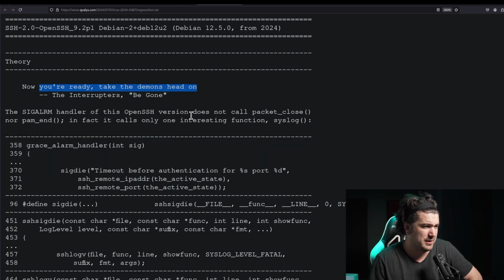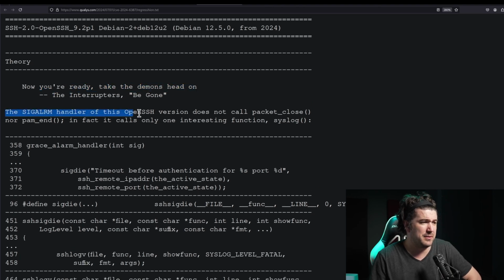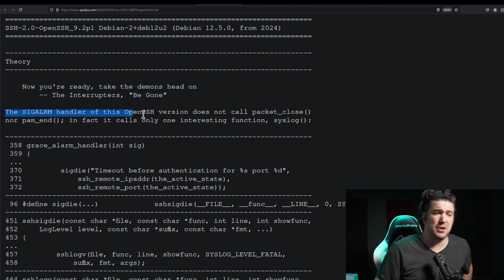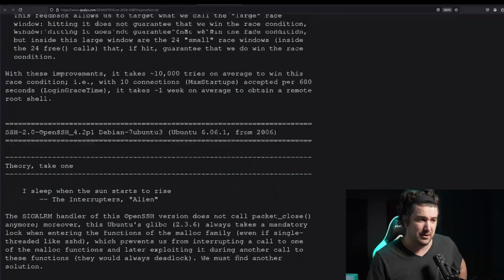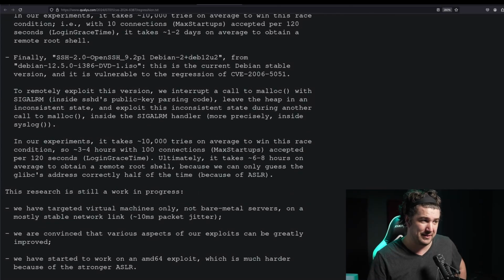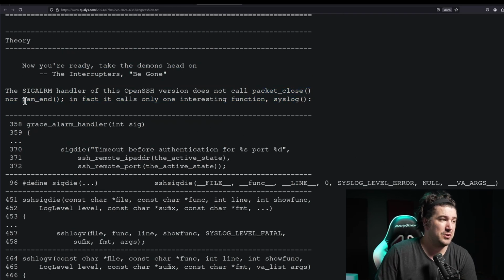Now you're ready. Take the daemons head on. Oh boy. The SIGTERM handler in this OpenSSH version. So far we've only been attacking really old stuff, right? This is like really old stuff. We haven't even gotten to modern stuff. The SIGTERM handler in this OpenSSH version does not call packet_close, nor PAM end. In fact, it calls only one interesting function, syslog.